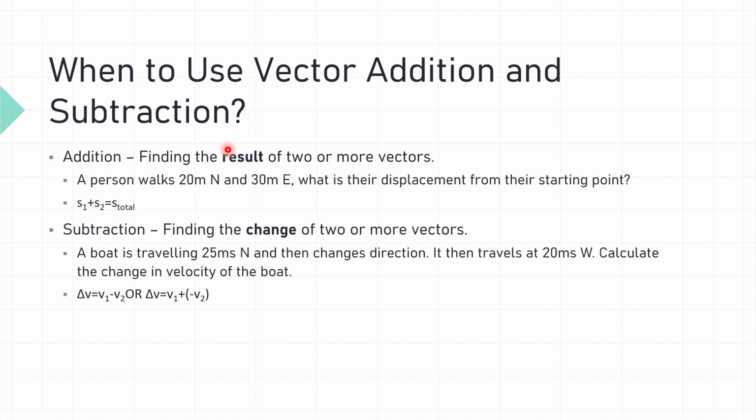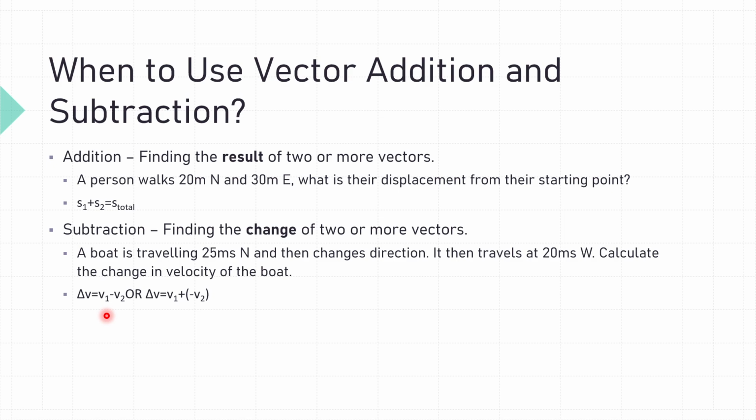And that comes from the general principle that one thing plus another, so displacement 1 plus displacement 2, leads to displacement total. When undertaking subtraction, we generally try to find the change of two or more variables. That is effectively what subtraction is able to calculate. So we should already be familiar that delta V is equal to V1 minus V2, or V final minus V initial, however you want to represent it.